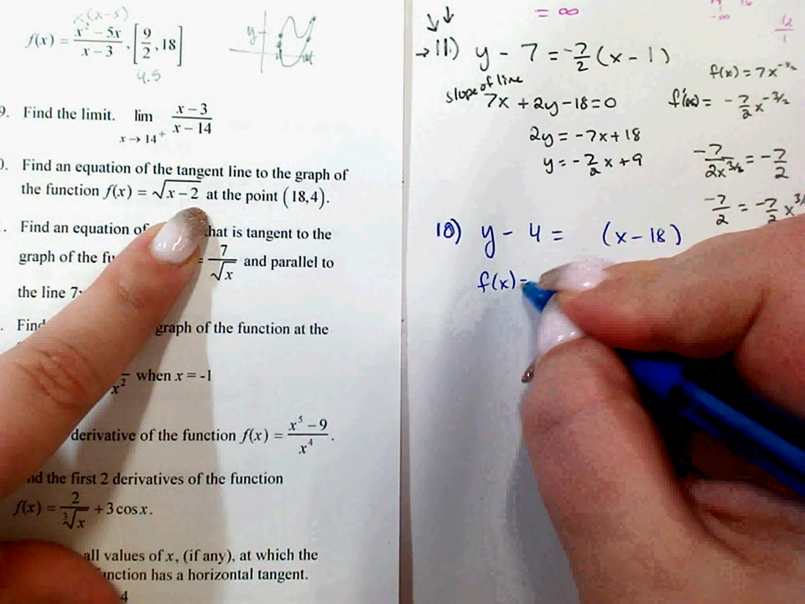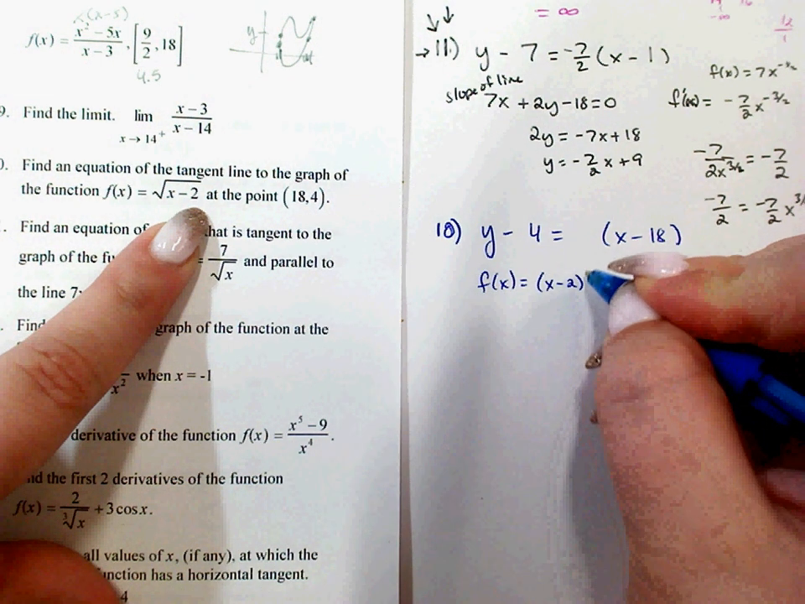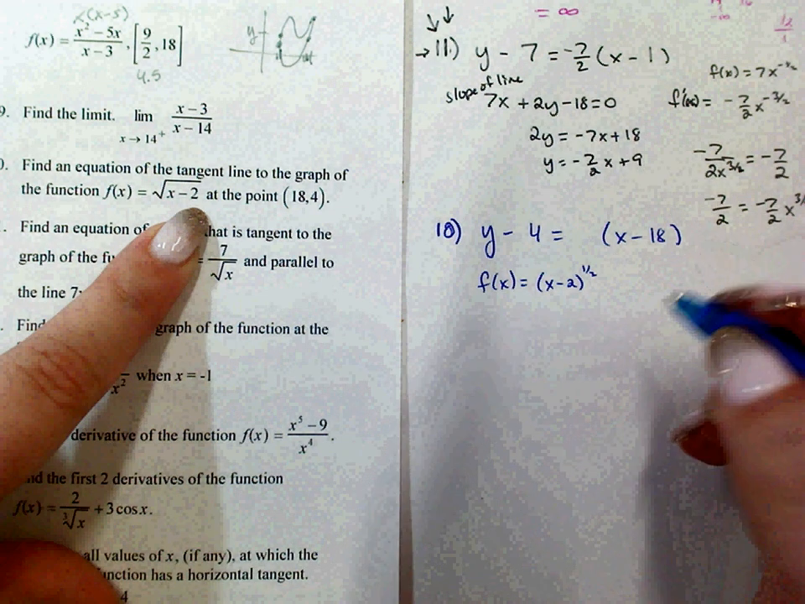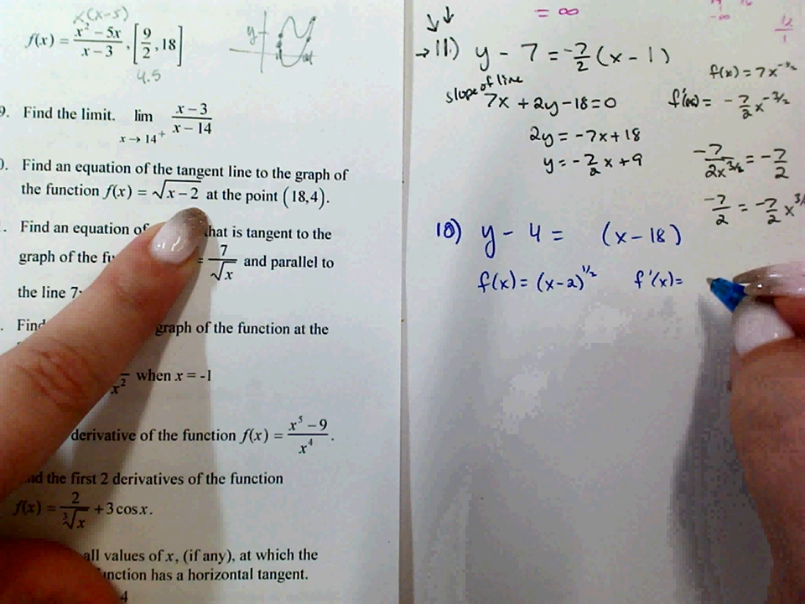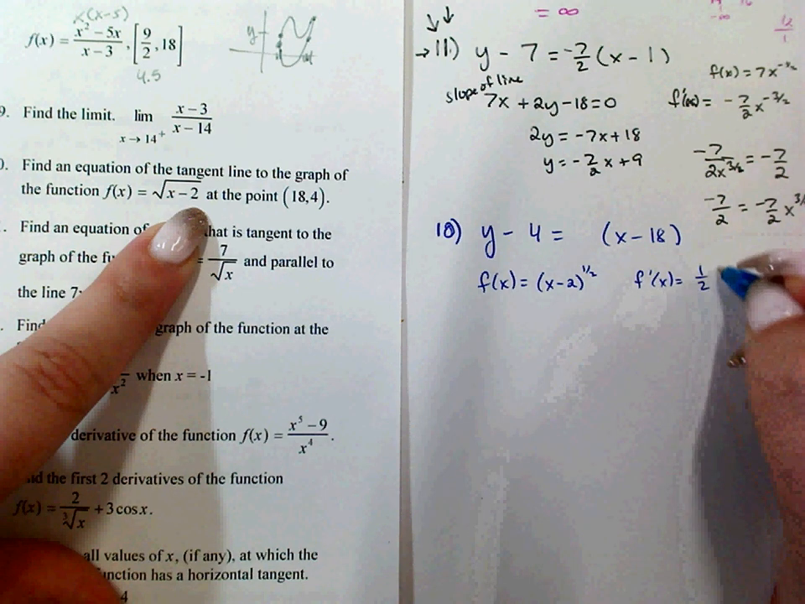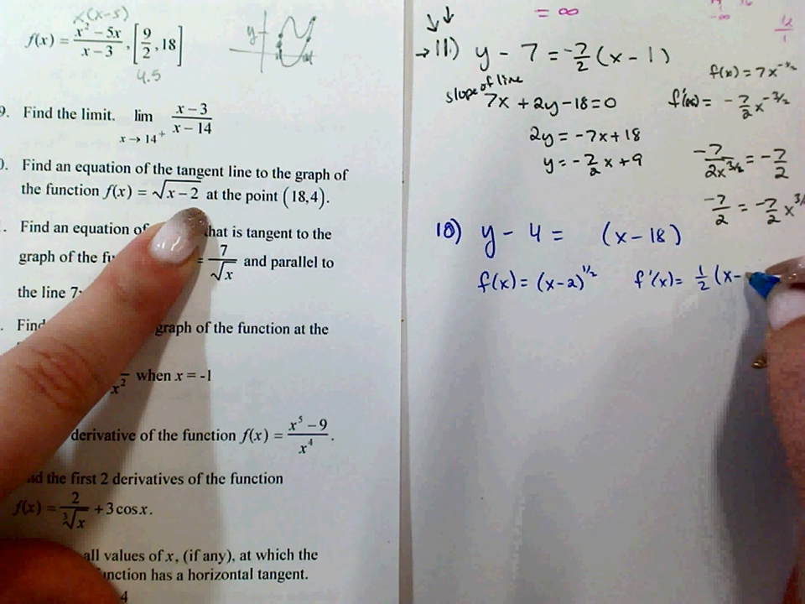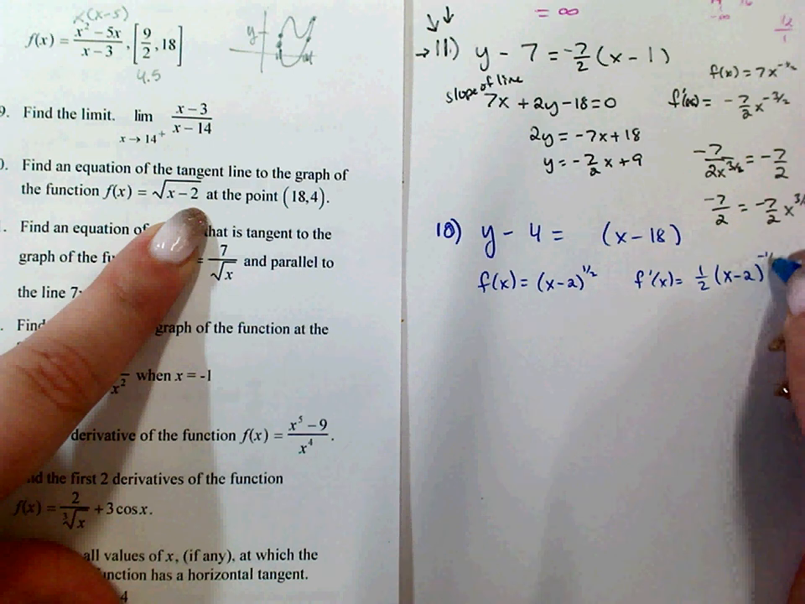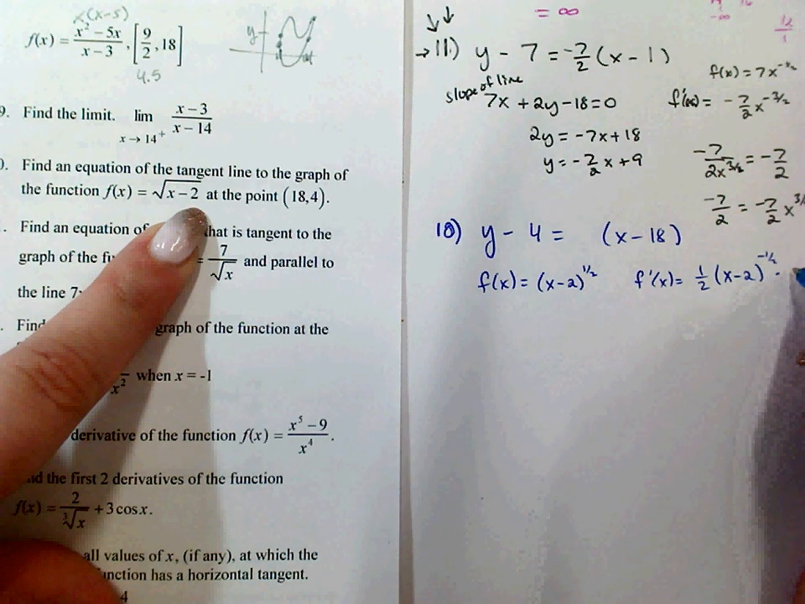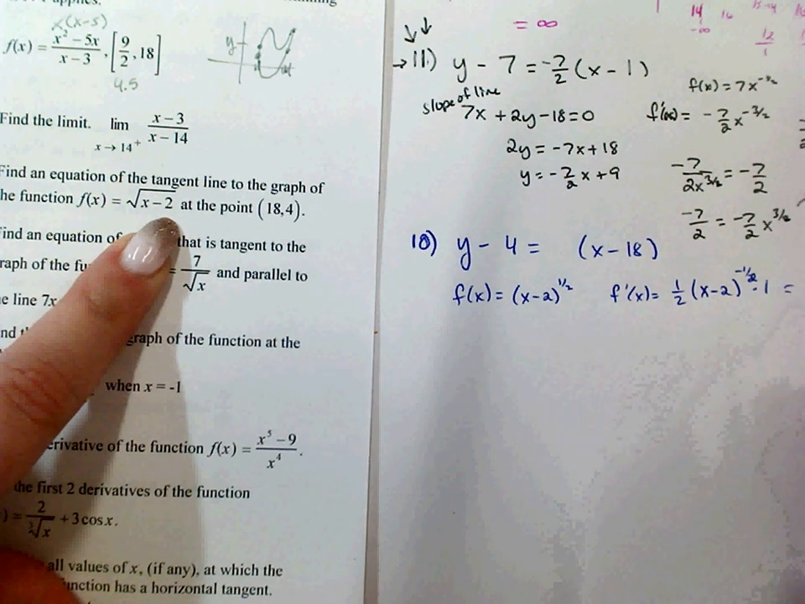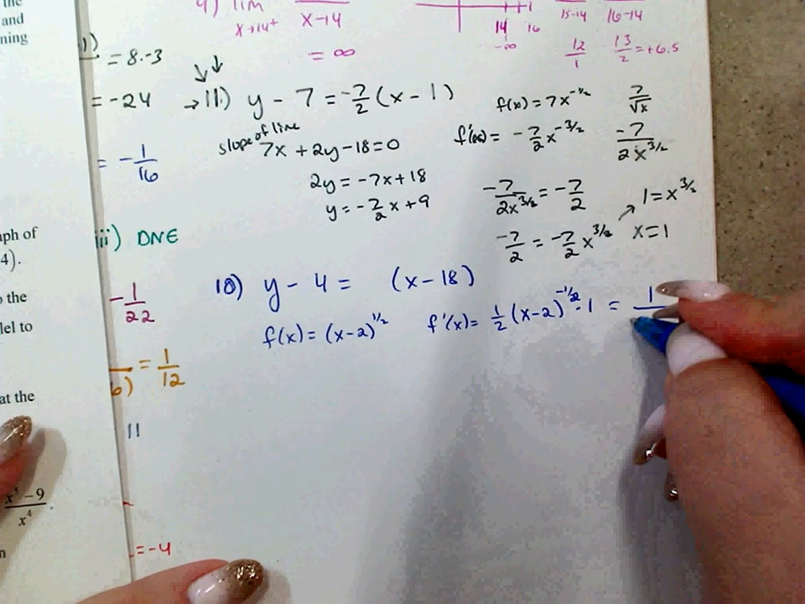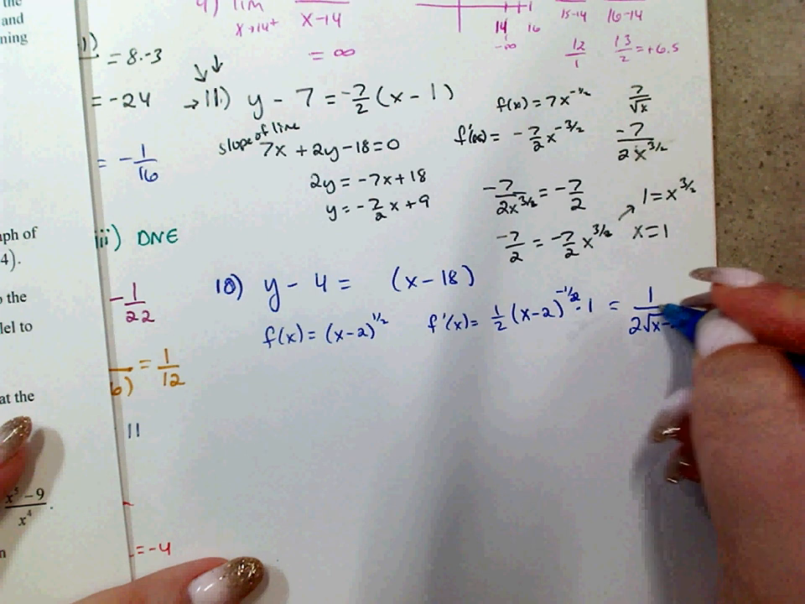So first off, I'm going to rewrite this as the quantity x minus 2 to the 1/2 power. And finding the derivative, I'm going to technically use the chain rule even though the derivative of the interior is 1. So power to the front of the outer function, 1/2 times leave the interior alone. Subtract 1 from the power, negative 1/2 times the derivative of the interior, which is 1. And so this is really 1 over 2 square roots of x minus 2.